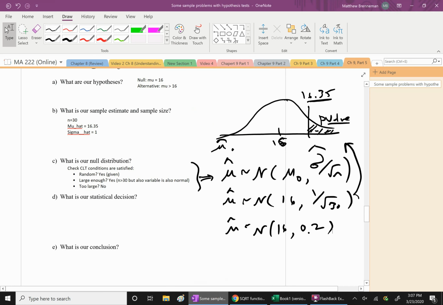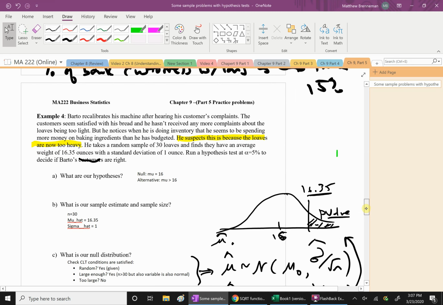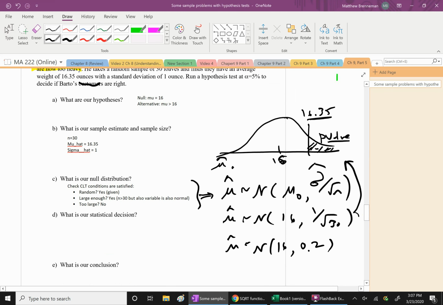But again, we have to compare it relative to alpha, right? So our alpha here is 5%. So our p-value, which is about 2.76%, is less than 5%, which is alpha. So when the p-value is less than alpha, we're going to reject the null.